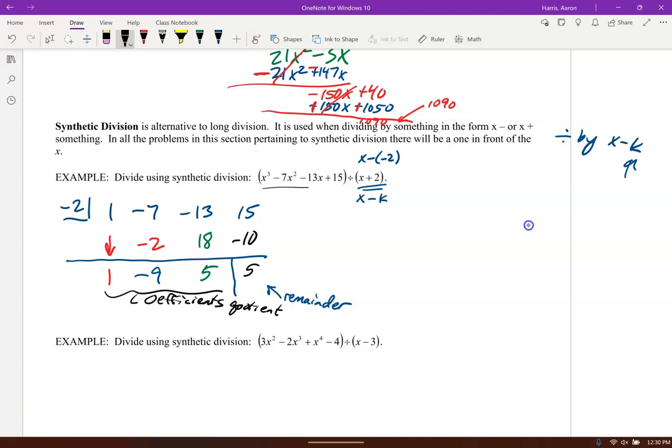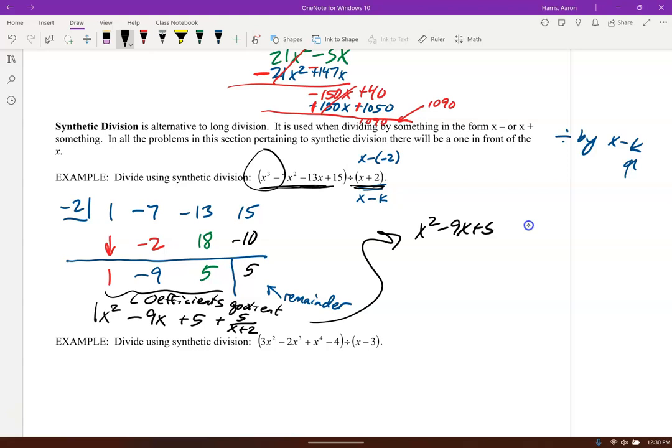Now, x cubed and all this stuff is being divided by x plus 2, so the quotient is going to be 1 degree less than our dividend that we started with. We started with an x cubed, so this will be 1x squared, minus 9x plus 5, plus the remainder over what was our divisor? X plus 2. Let me write it up here: x squared minus 9x plus 5 plus remainder over divisor. And that is our synthetic division process.